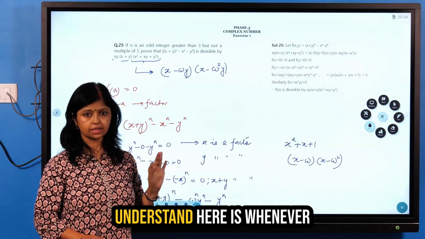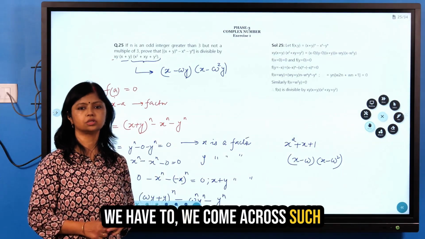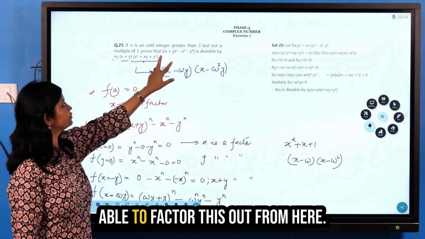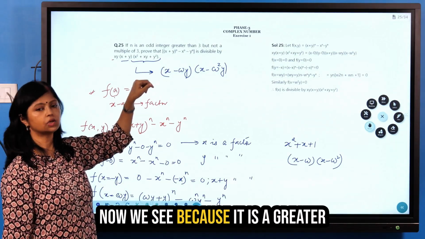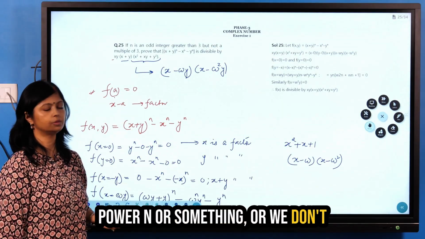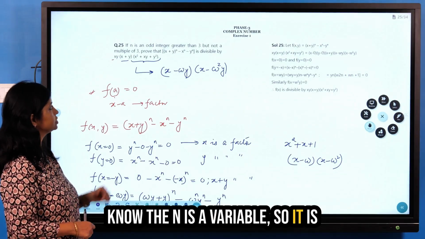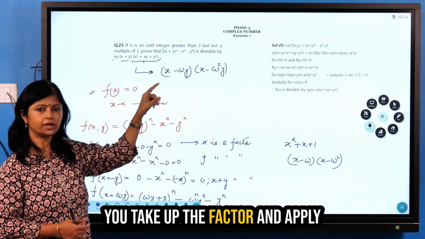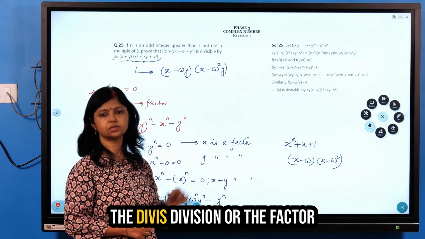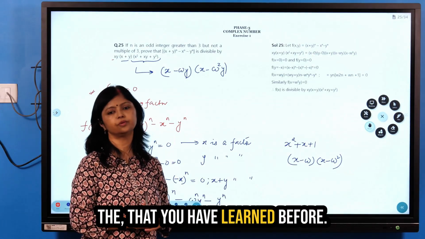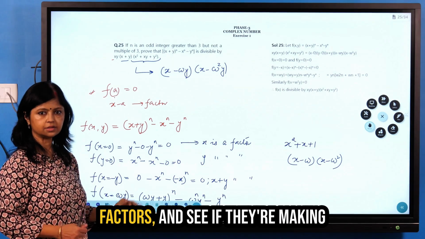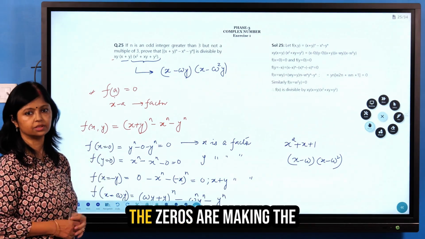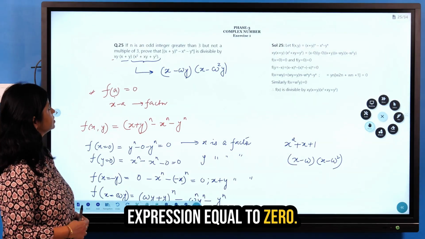But the main thing to understand here is whenever we come across such a question where we have to comment on the divisibility, the easiest thing would be if you're able to factor this out from here. Now because the power n is a variable, it is not very easy to factor that out. The second approach is one by one you take up the factors and apply the division or factor theorem that you have learned before. So take one by one all the factors and see if they are making the expression equal to 0.